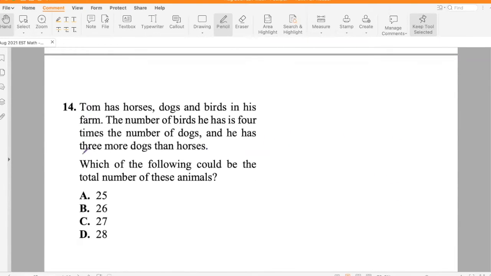Tom has horses, dogs, and birds on his farm. The number of birds he has is 4 times the number of dogs, and he has 3 more dogs than horses. So dogs is horses plus 3. Which of the following could be the total number of these animals?